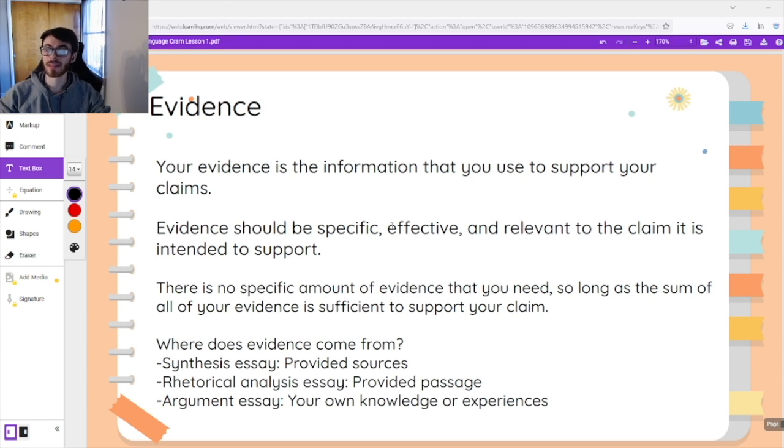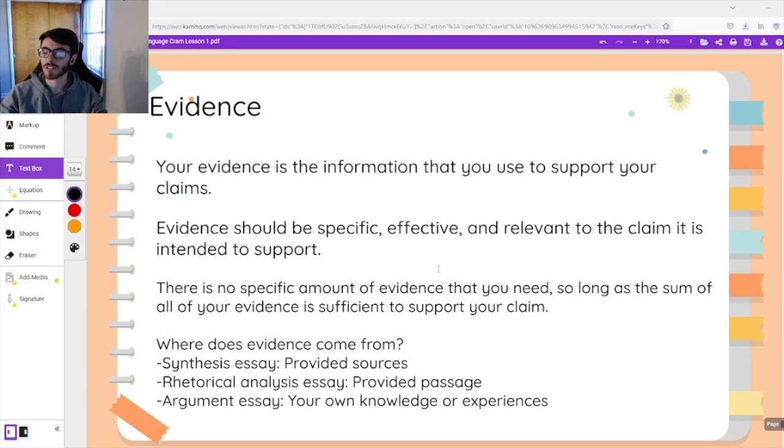Evidence is the information that you use to support your claims, right? We've talked about it a little bit already. Evidence should be specific, right? Claims are general. Evidence should be specific. Specific examples of things. If you have sources, specific quotes or things that are mentioned in those sources. They should be effective, obviously. And they should be relevant to the claim that they're intending to support, which seems like common sense, right? In order for your evidence to support a claim, it needs to be related to that claim.